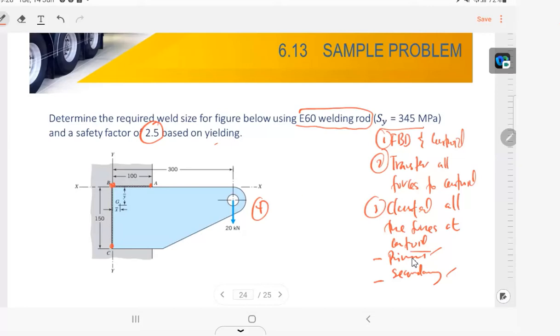After this you have to combine. Combine primary and secondary. Okay. Calculate the resultant, then find the critical.